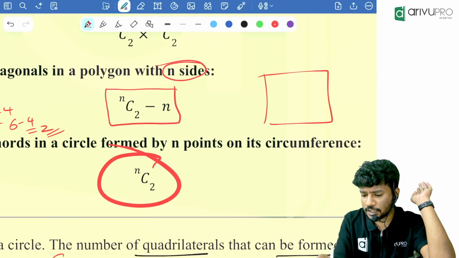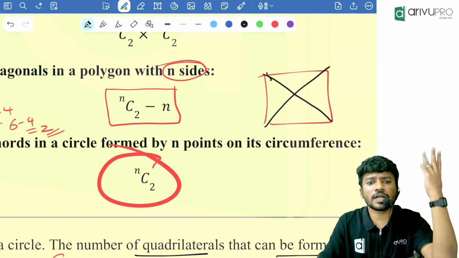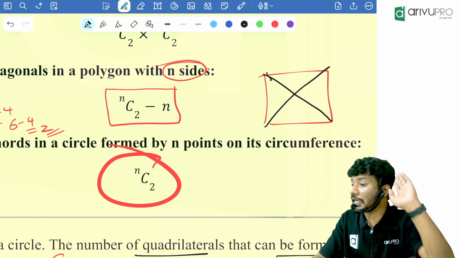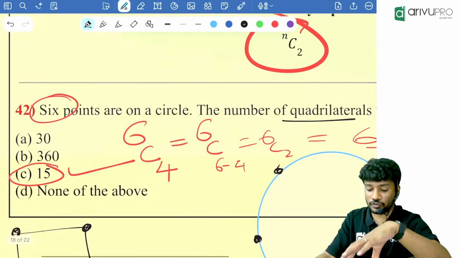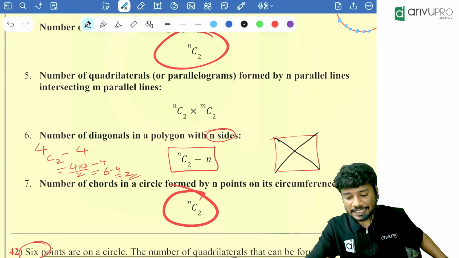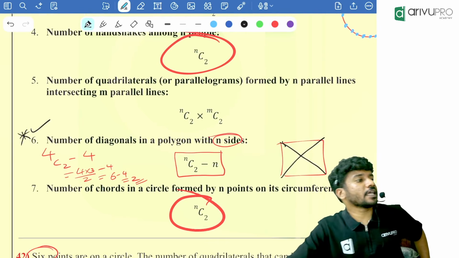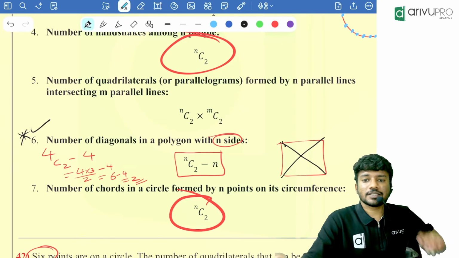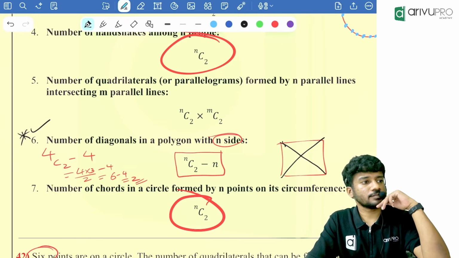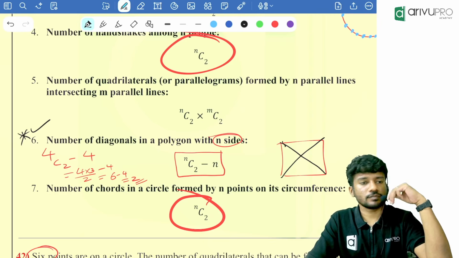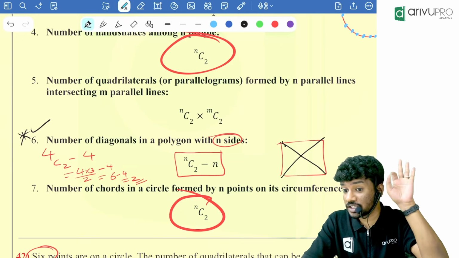Now you tell me, how many diagonals are there for a square? One diagonal is this. Another diagonal is this. Two diagonals are there. So that is the way. NC2 minus N we should take in order to find the number of diagonals, and this is one of the most repeated questions. Make a note of it. NC2 minus N. Keep a note of it. Number of diagonals when N sides are there.